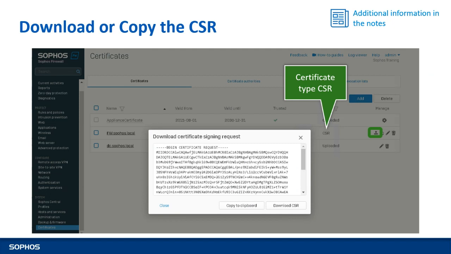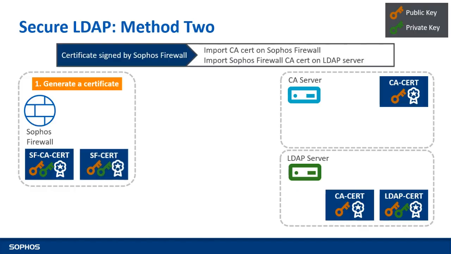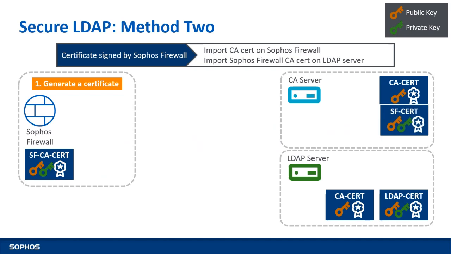The CSR can be downloaded as a file or copied to the clipboard and then sent to the CA. The second method that can be used to configure secure LDAP is a certificate signed by the Sophos Firewall CA.